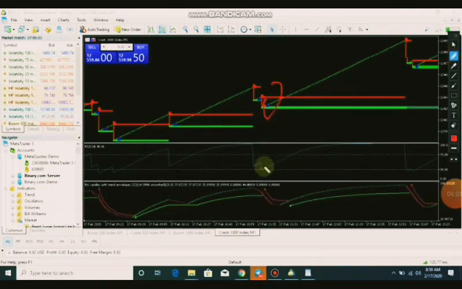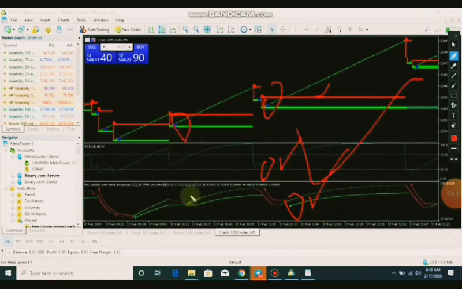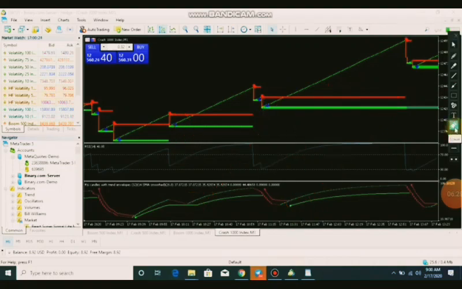Let's check out our other index here. This was our other index. Blue arrow there, green at the bottom. We enter our buy. We go long on that one and get our pips. Look at that. It was beautiful. Our blue arrow there, green at the bottom. We enter our buy. We get our pips.